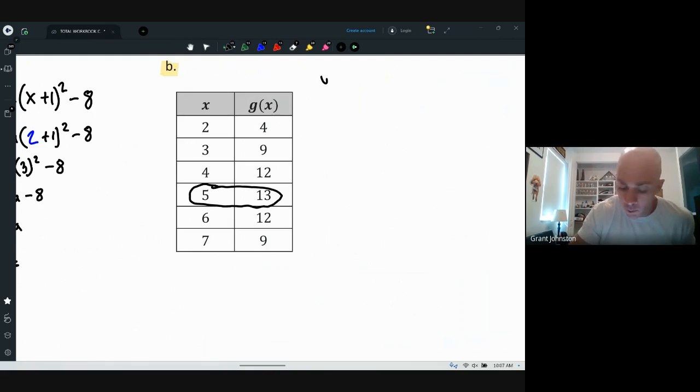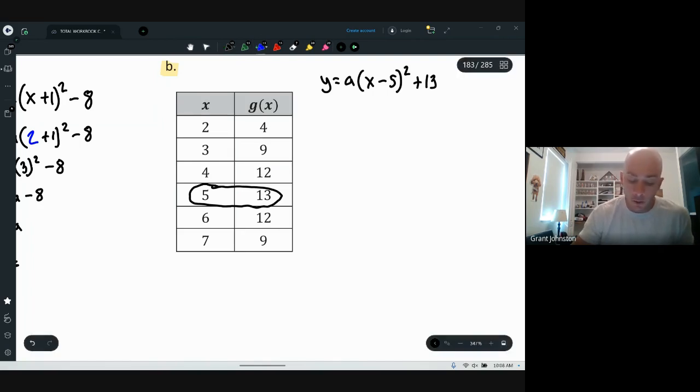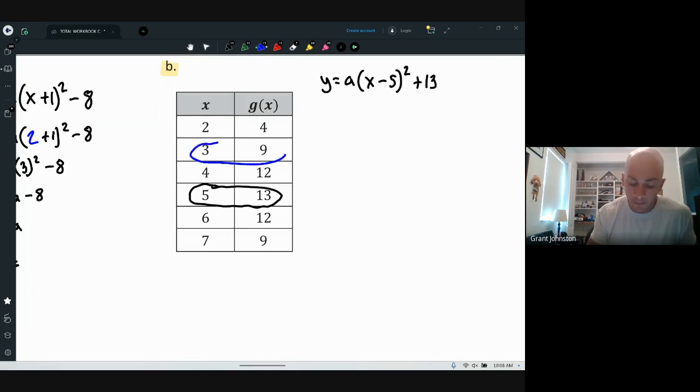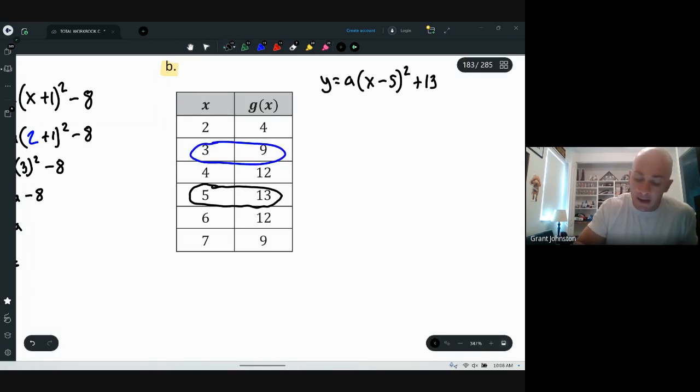So let's begin. y equals a parentheses x, opposite of the 5. So since it's positive 5, it's going to be minus 5 squared, and then plus 13. Next thing we need to do is pick another point in the graph, or sorry, in the table. Doesn't matter which point we pick. I'll pick the 3, 9. It doesn't matter. So 9 in for y.